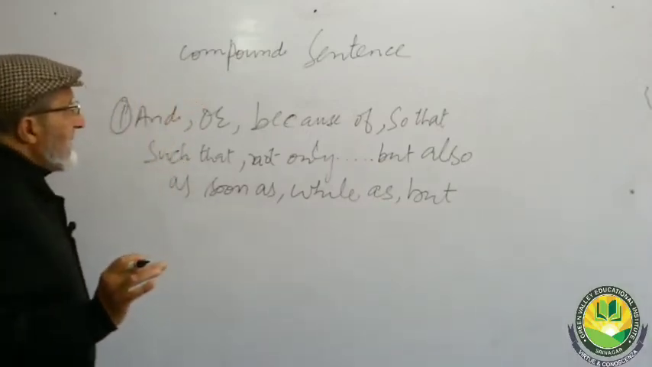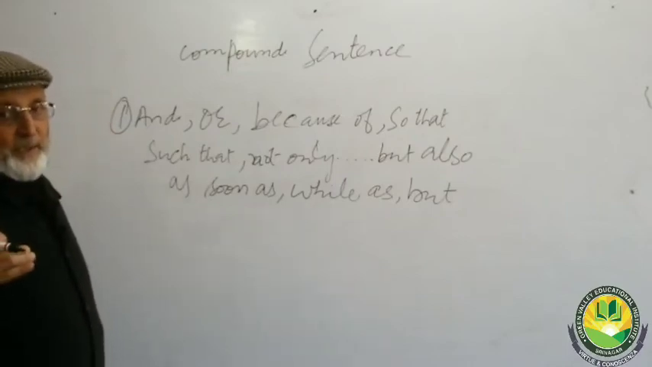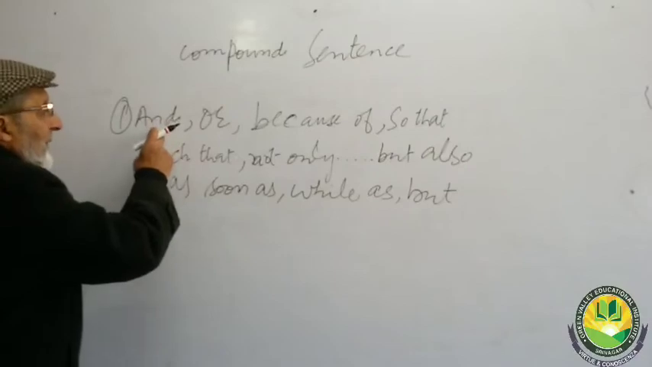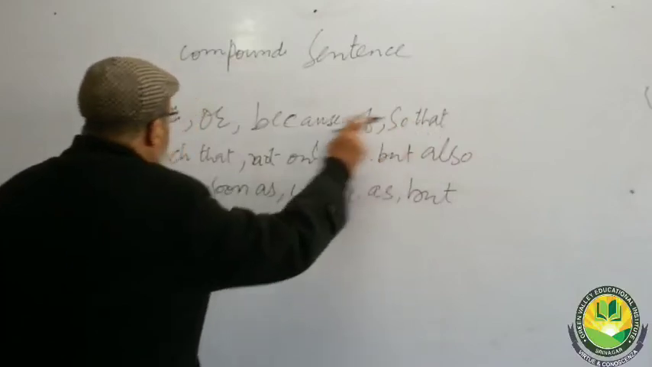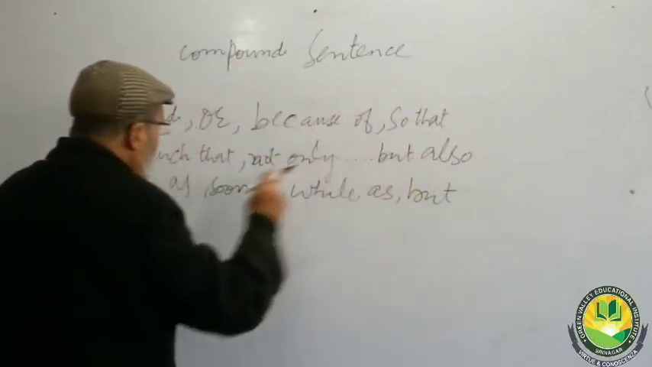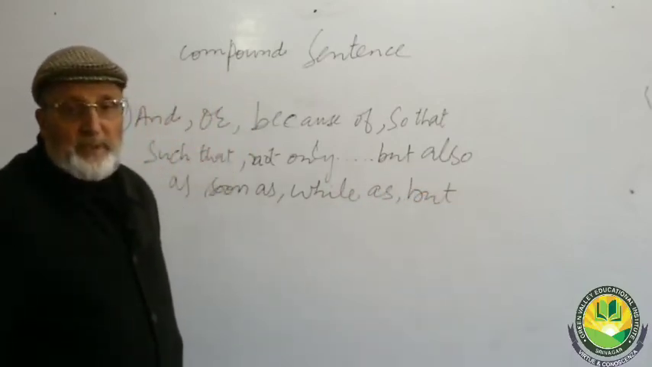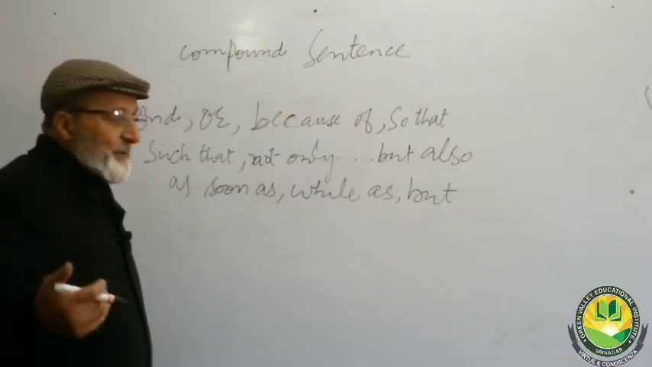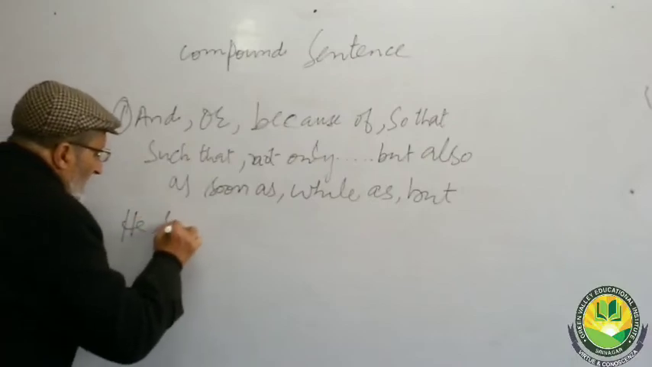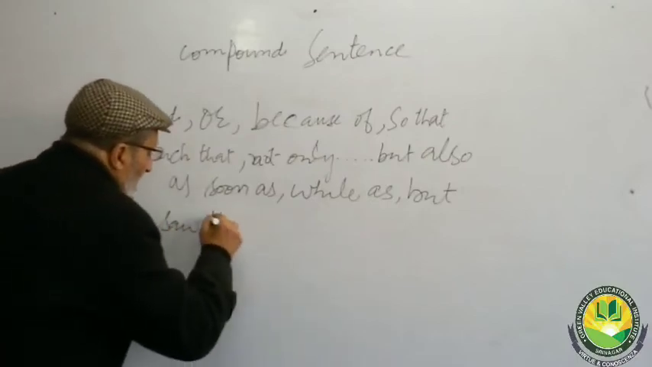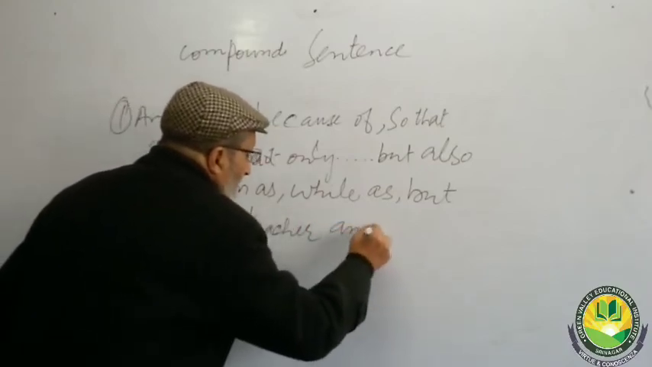So a sentence that results in the formation of one principal clause and a number of coordinate clauses, coordinated with the principal clause with the help of conjunctions like and, or, because of, so that, such that, not only but also, as soon as, while as, but, etc., is referred to as a compound sentence. Now, let me give you some examples. Number one, he saw the teacher and greeted him.